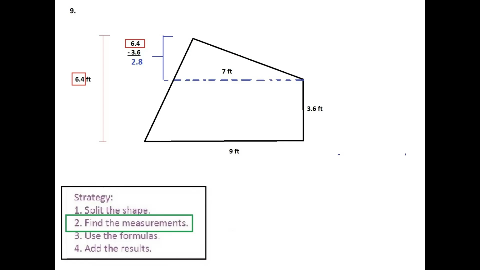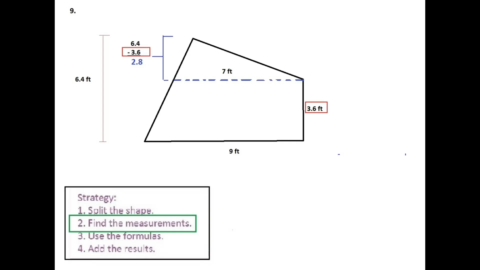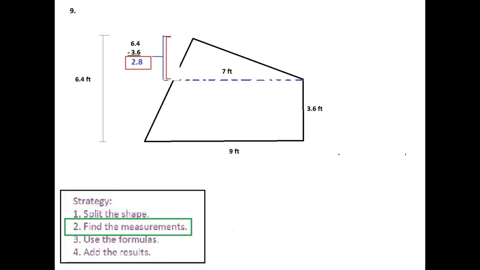So let's do some math. 6.4, that's the height of the entire figure, minus 3.6, which is just the bottom portion, is going to give us what's left at the top, 2.8.